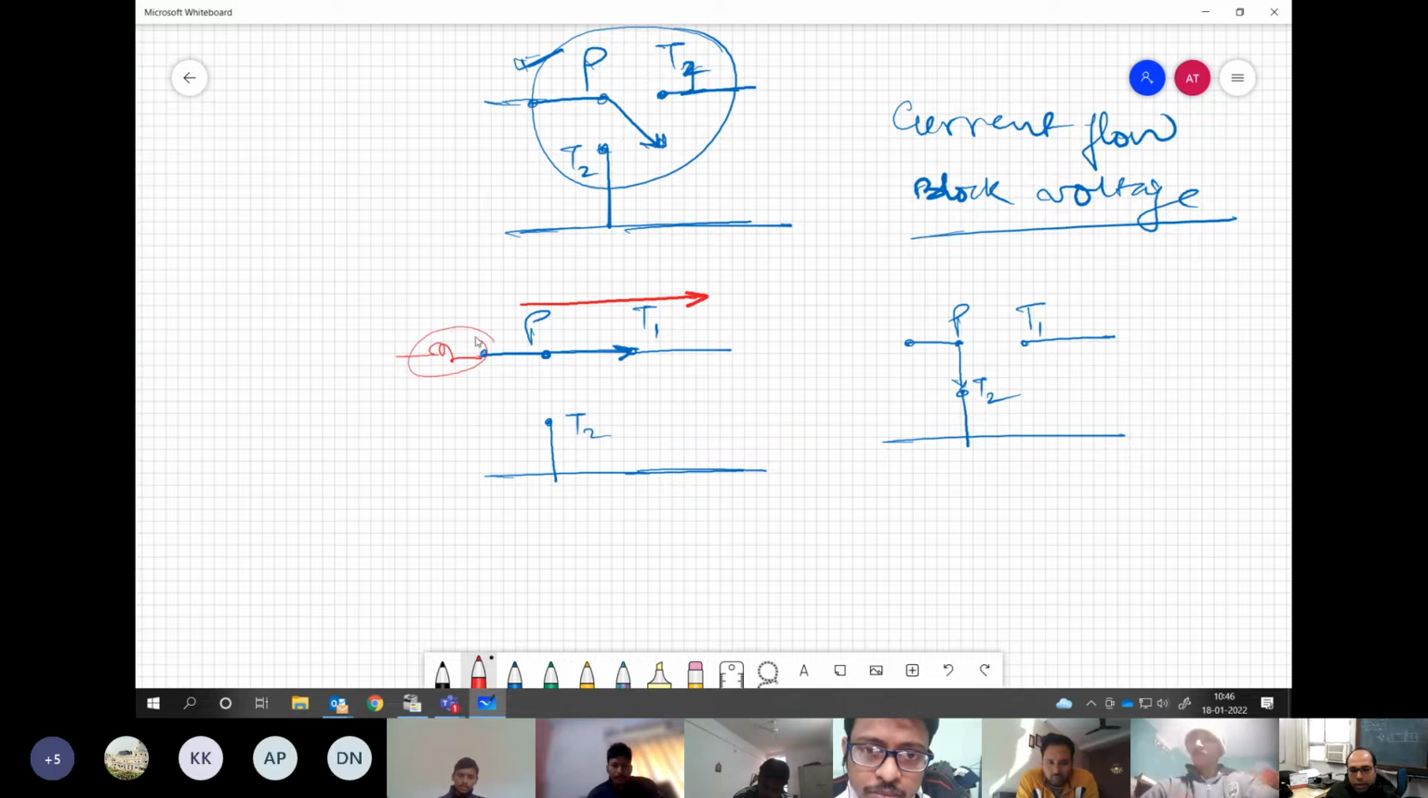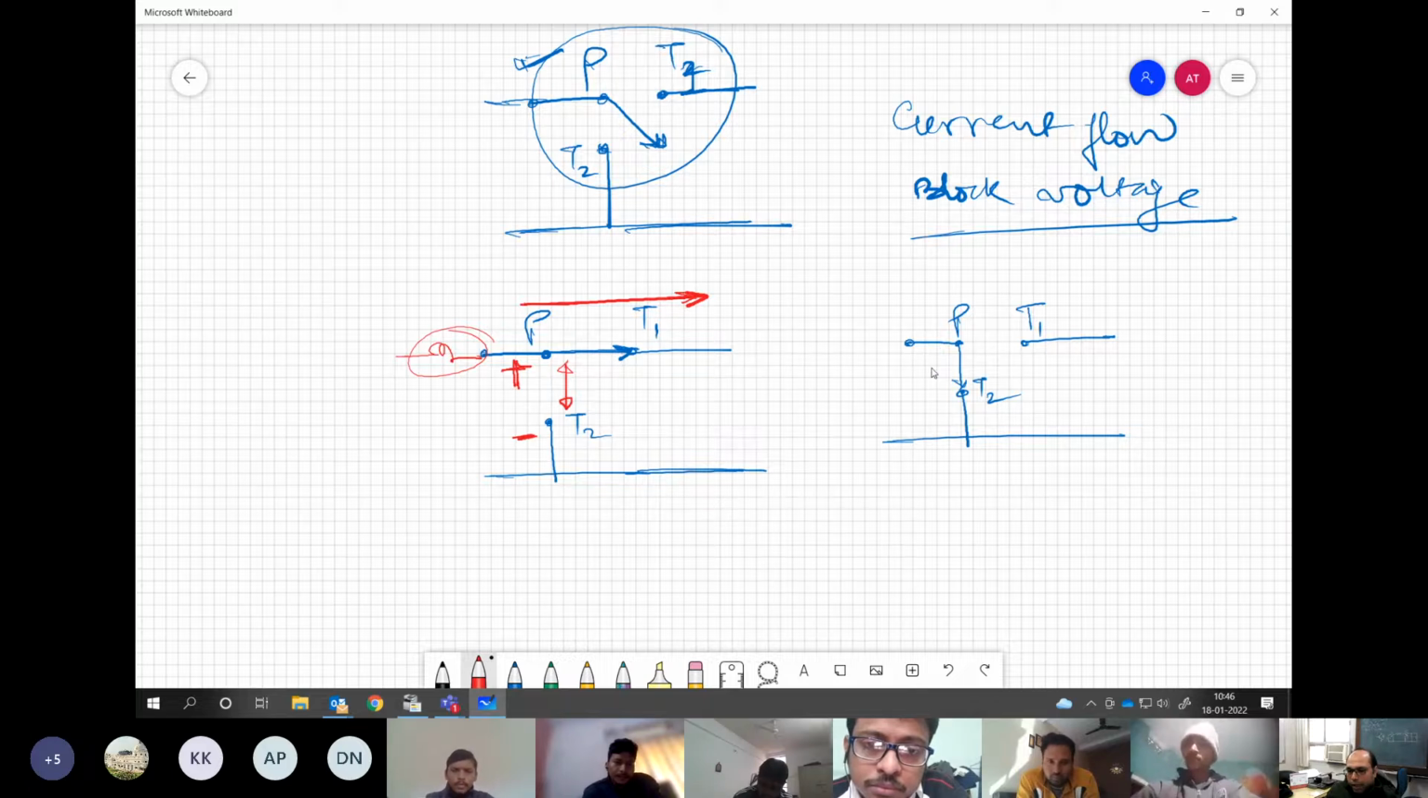Correct? Direction will be dictated by this current stiff element. So basically between P and T1 we have current flow when it is connected to T1, and between P and T2 again the polarity may be different. So say some polarity of voltage blocking between these two. You understand the point?